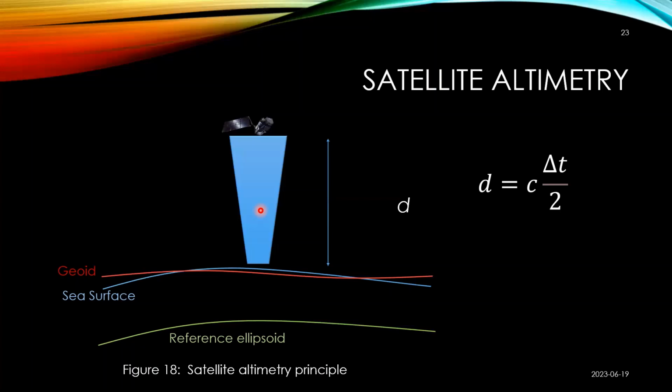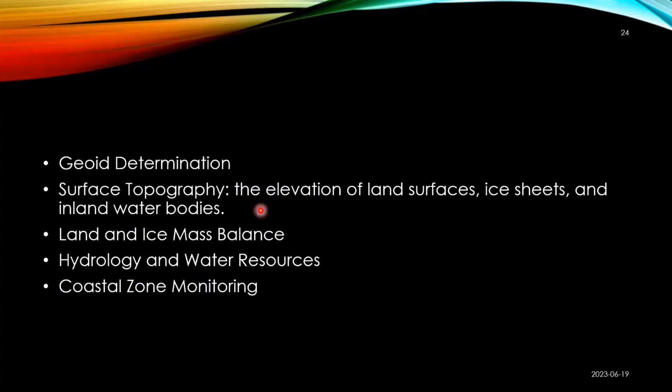So the ocean has a significant role in climate these days. So it's very important. So satellite altimetry plays an important role in that. Geoid determination: of course, you can use these measurements of the sea surface topography to determine a geoid model.